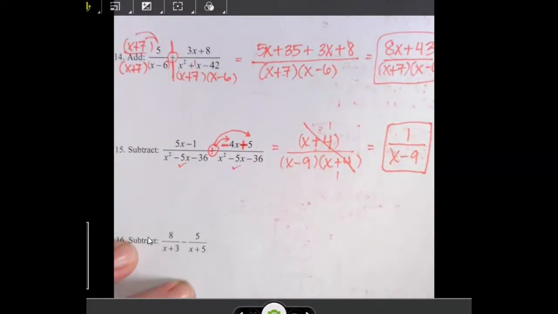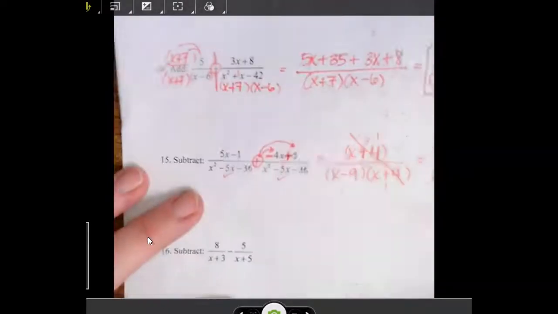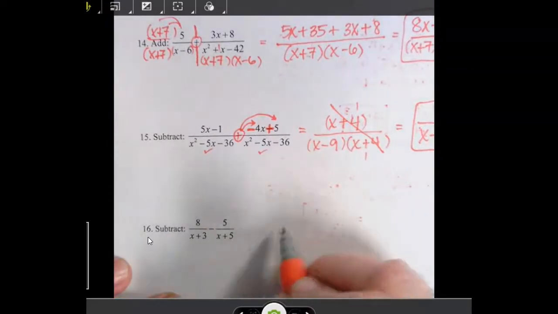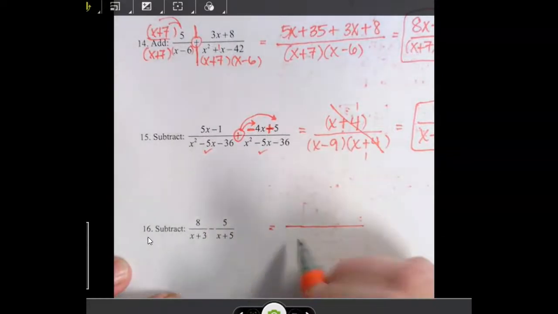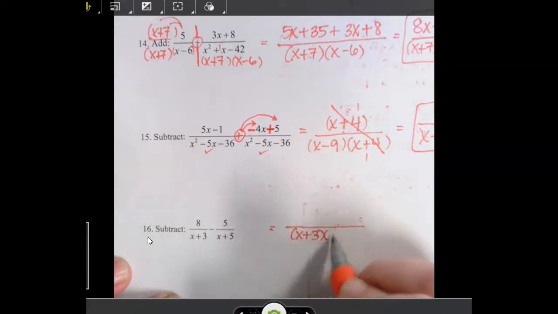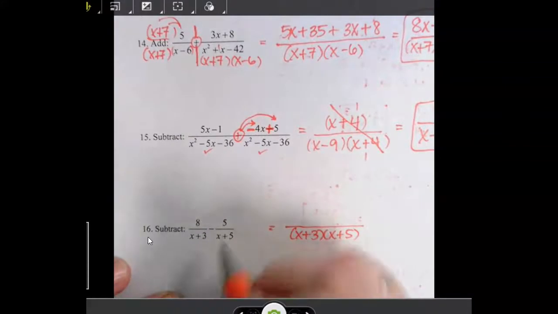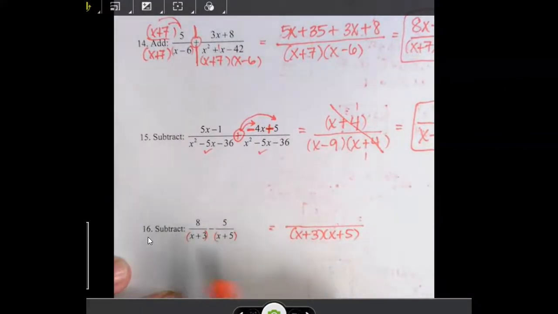All right, our last problem here where we are subtracting, we have two different denominators: 8 over x plus 3 minus 5 over x plus 5. Totally different denominators. So to make the denominators match for my least common denominator, I will just take my two factors, x plus 3 and x plus 5, and multiply them together. Then I just have to multiply each fraction by the other denominator, which is the factor it doesn't have.